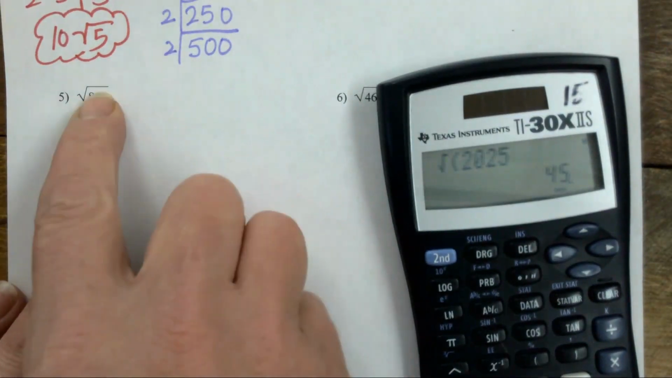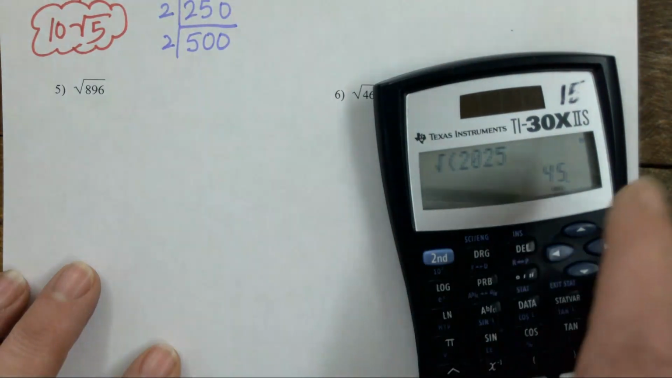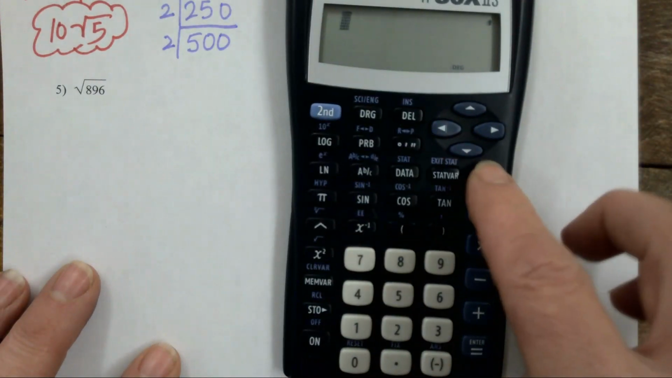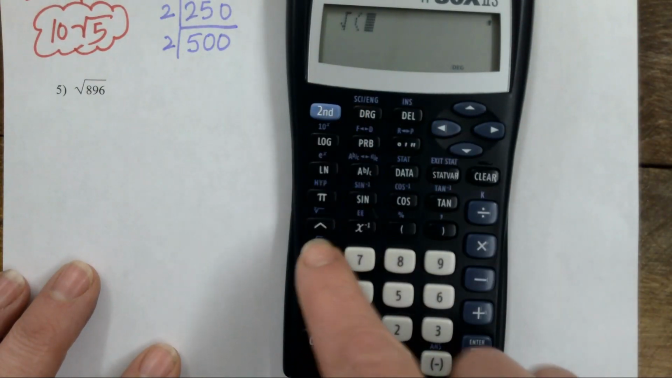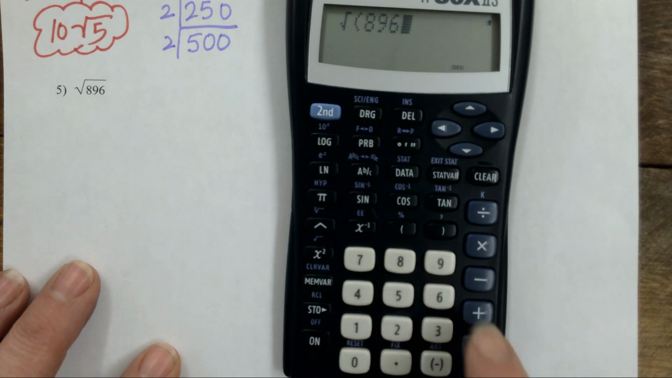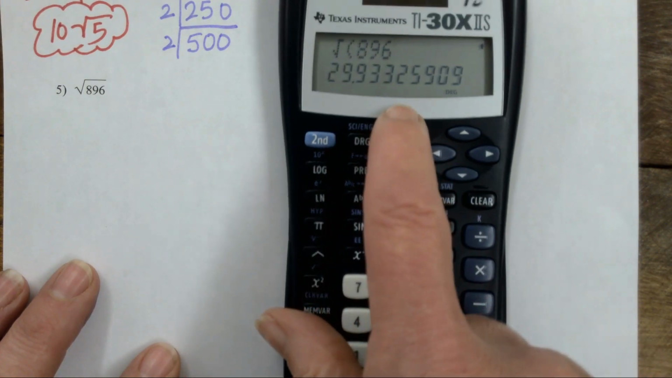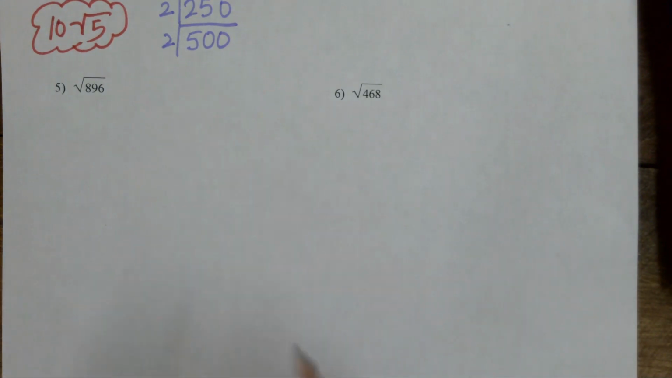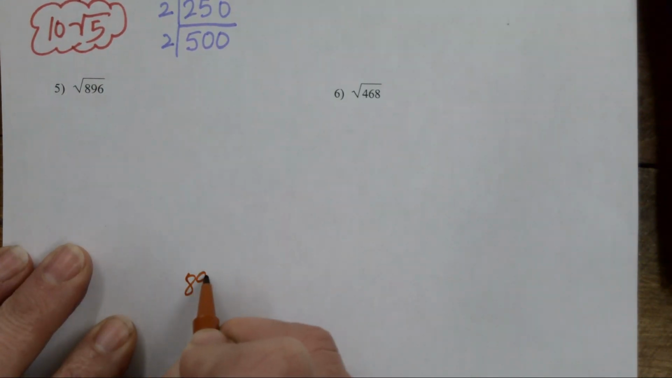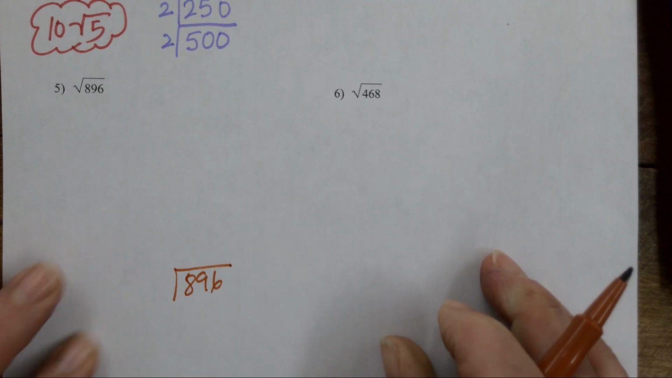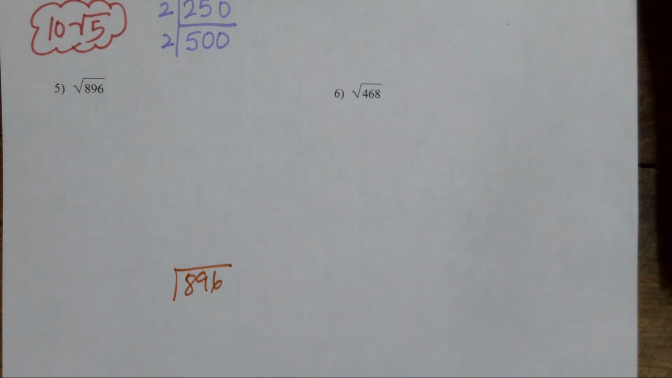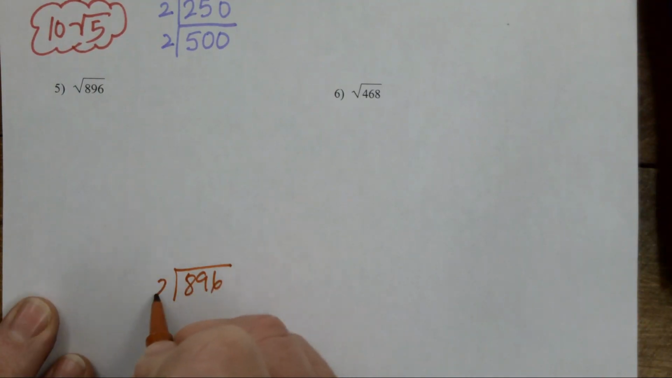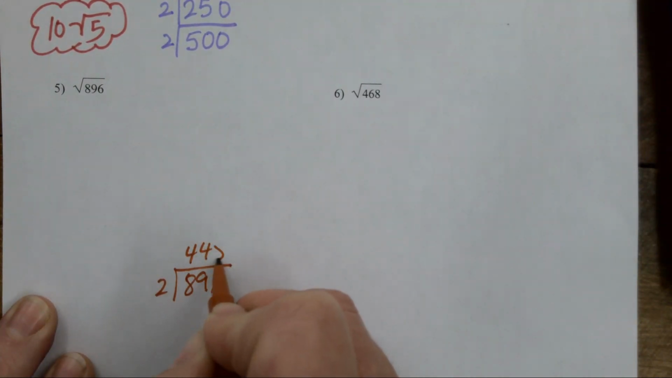What's the first thing I do? Check it. So square root of 896, rational or irrational? Irrational. So that means I've got to do the breakdown. So I do 896 and divide. Where do I start? Always 2, right? Does 2 go in there? Yeah, 448.